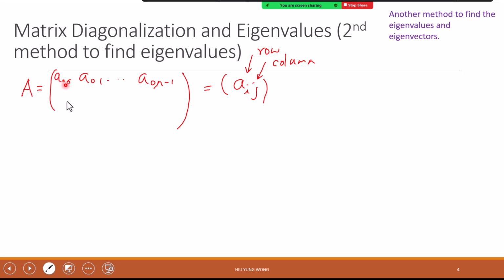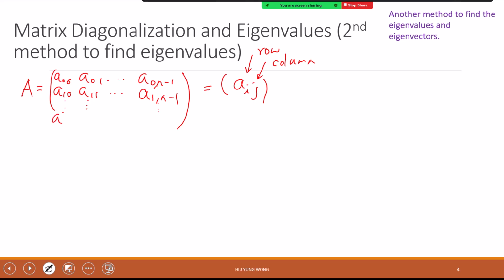For example, A00 means the zeroth row, zeroth column. A0,n-1 means the zeroth row, n-1 column. Then of course the next one would be A10, because this is the first row, zeroth column. Also you see that I start labeling from zero instead of one. This is similar to computer programming, and also a good convention. Then the next one will be A11, and then dot, dot, dot, the last one will be A1,n-1, because it's the first row, which is the second row, and then the last column.